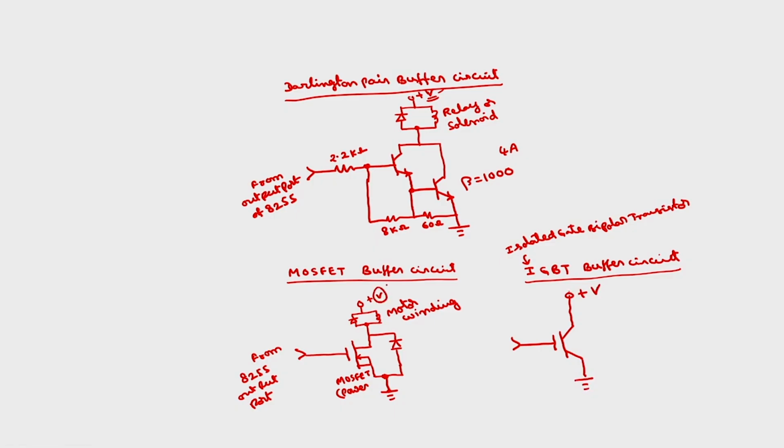So, this volts depends upon the capacity of this motor winding. Okay. Here also we are going to connect the motor winding. Here also we are going to connect the motor winding. This is from the 8255 output port.